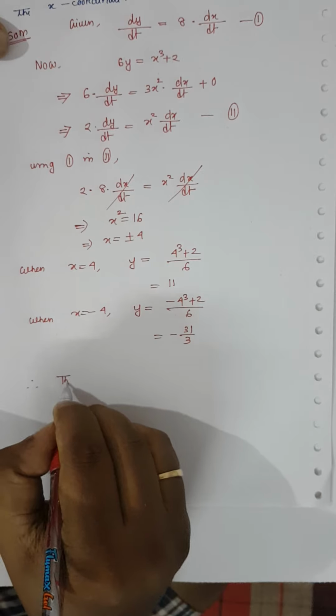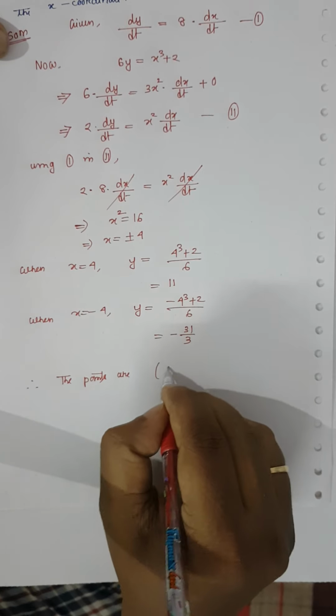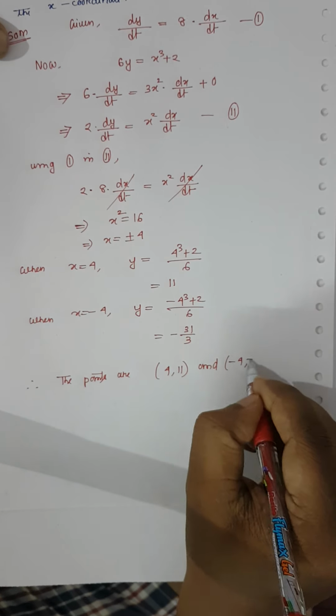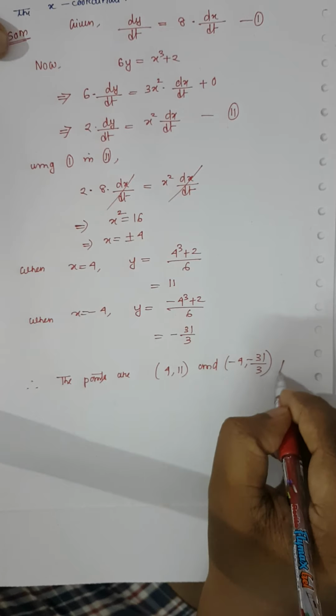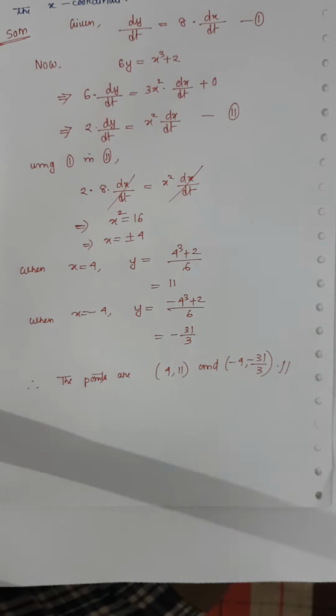Therefore the points are 4, 11 and minus 4, minus 31 by 3. This is the solution of question number 11.